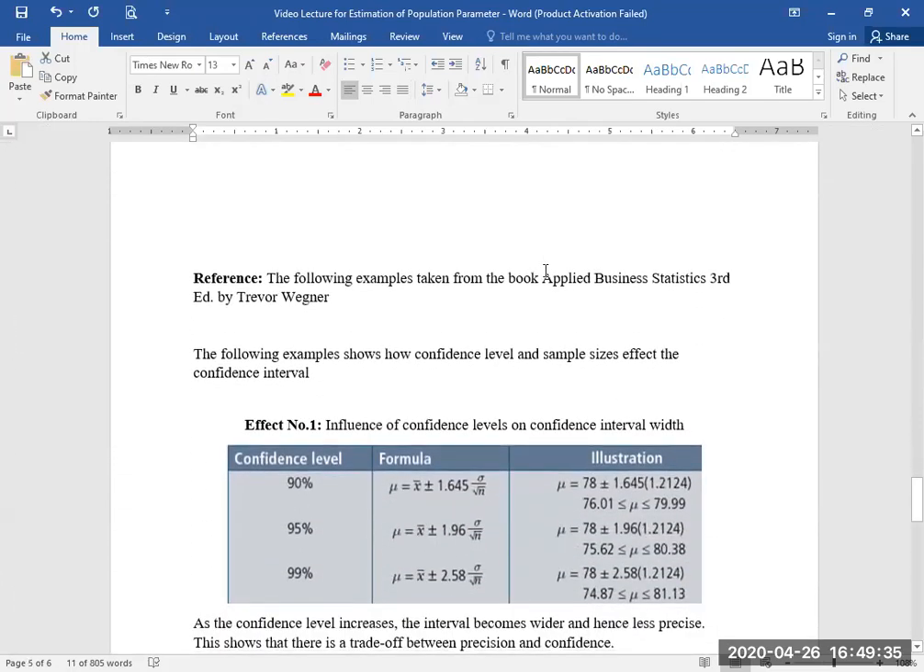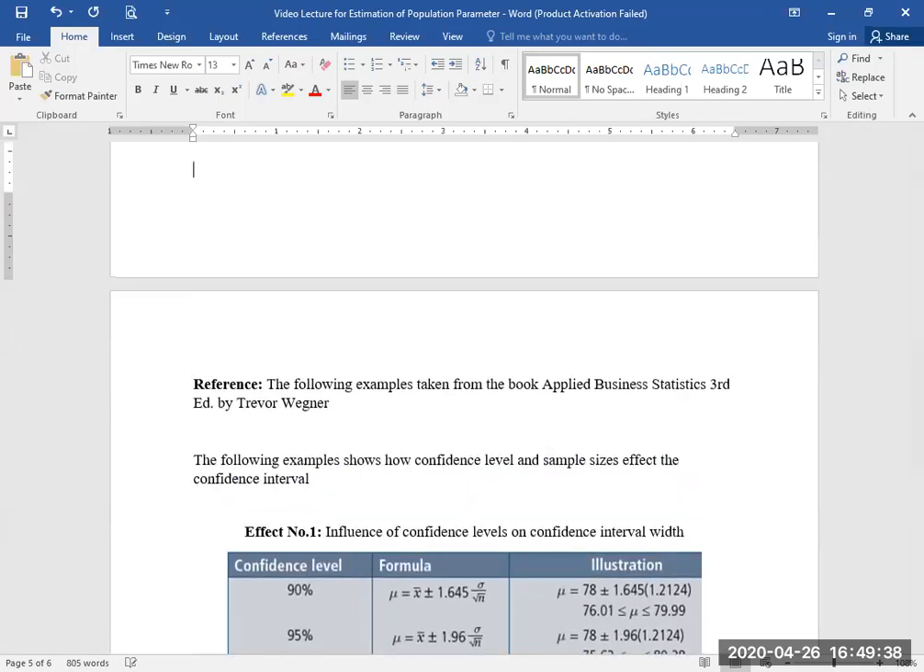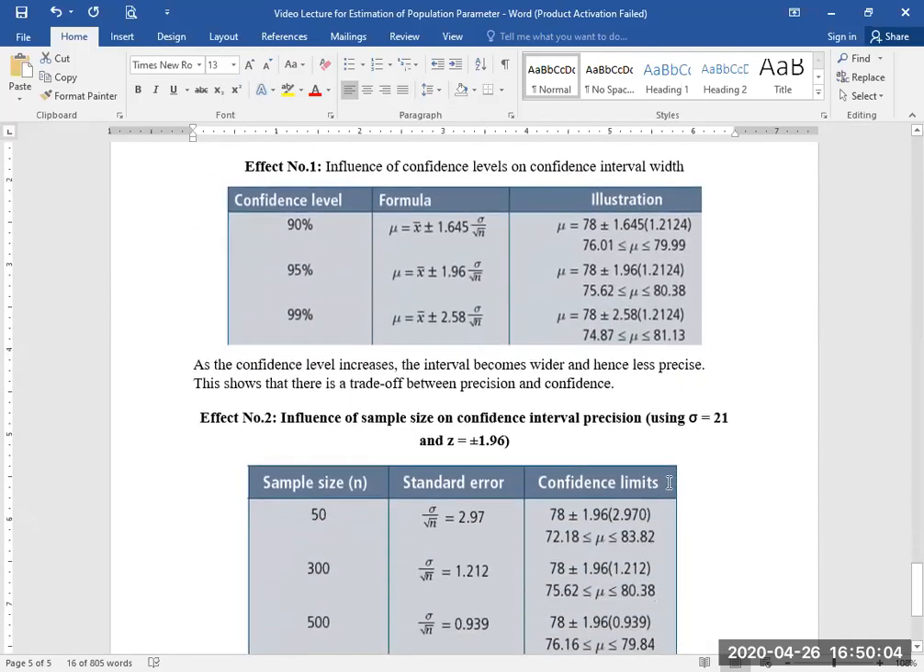Okay, students, the following examples and tables show how the confidence level and the sample size affect the confidence interval. Students, I have taken the following tables from the book Applied Business Statistics, third edition, by Trevor Wagner. In this example, students, effect number 1, which is illustrated in this table, is the influence of confidence levels on confidence interval width.